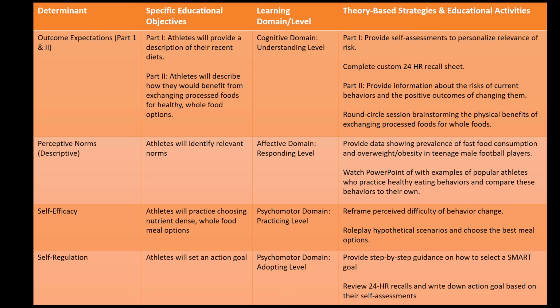as SMART goals. And the activity, basically the closing activity, would be for the athletes to review their 24-hour recalls and based on what they learned in the session, set an action goal. And after that, I will assign the athletes an accountability partner that's on their team, and they will tell them their goals, and this partner will check on their progress once a week.